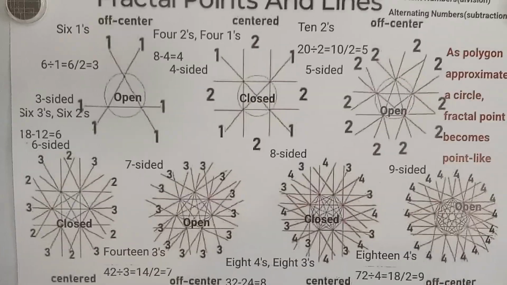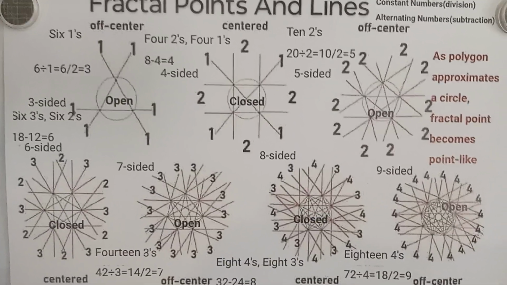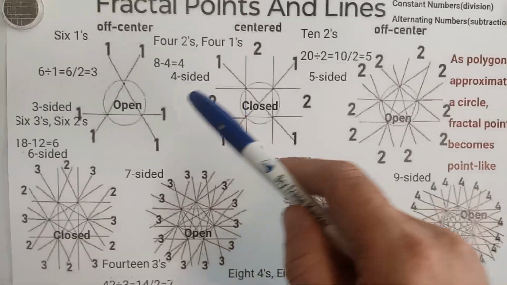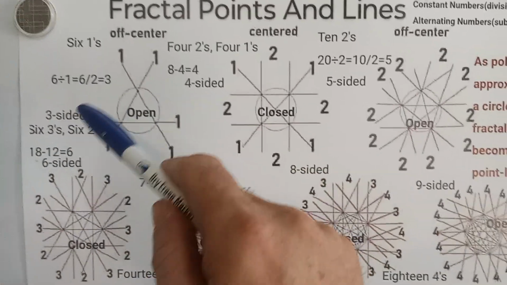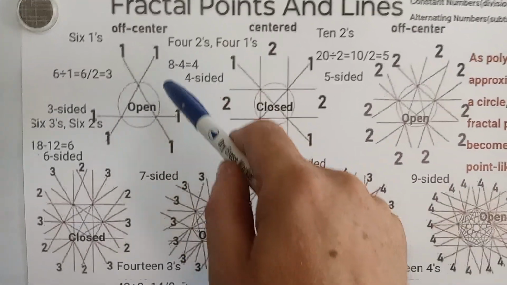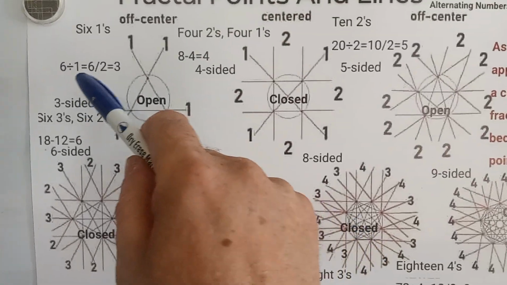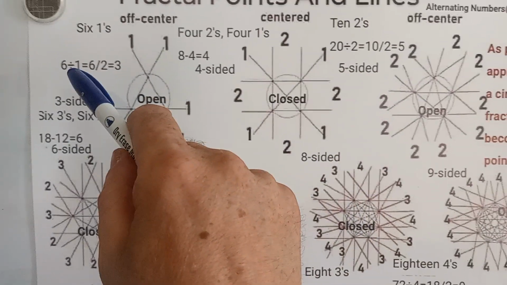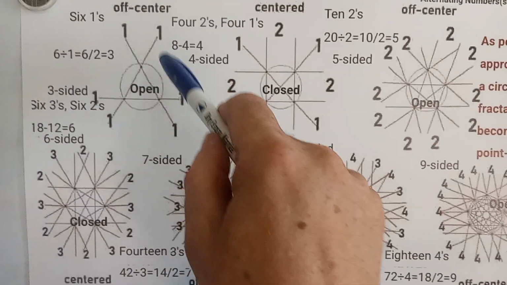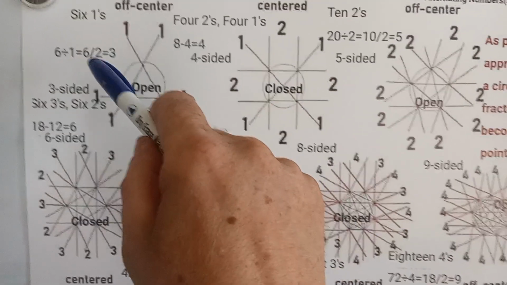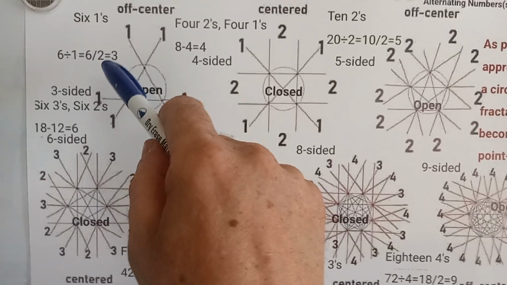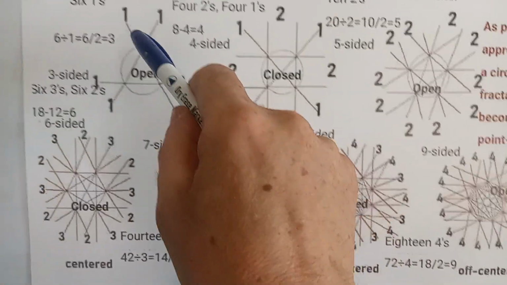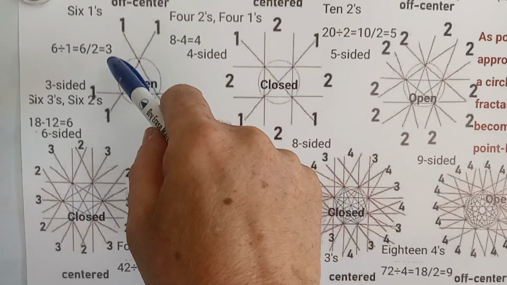So, a fractal line is a line that's broken up into a spectrum or a spectral line that can fit through a fractal point. And so, let me apply this math to this thing. You have 6 ones, so you divide. It's a constant number, so you divide 6 by 1, 1 being these numbers. And you get 6. Then you further divide by 2 because there's 2 ends to these lines. So that gives you 3.